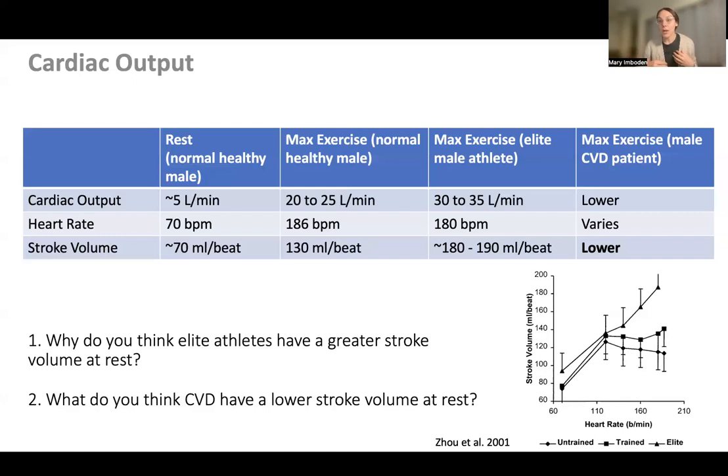I also want you now to compare max exercise of this normal healthy individual, again, to the individual that has cardiovascular disease. With cardiovascular disease, we see that the heart is no longer efficient, right? There's actually dysfunction of the heart. And so we see a lower cardiac output. Heart rate varies depending on disease state, and stroke volume is going to be really low.